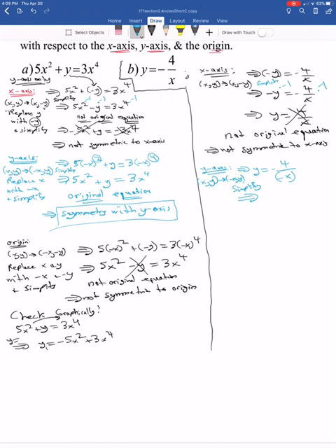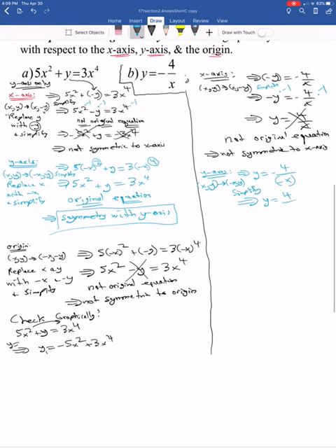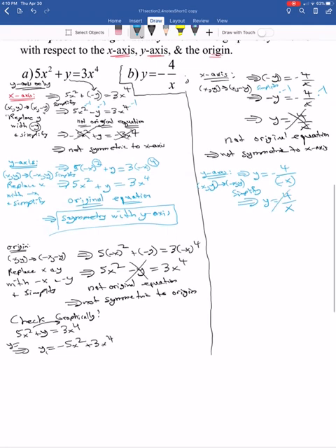And as we do that, we get what? y equals -4 over negative x. Two negatives make a positive, so that simplifies to y equals 4 over x. Again, not our original equation. Right? It fails the y-axis symmetry test. So right now we have no symmetry, which is possible. Maybe there's no symmetry with this graph. So again, not symmetric to the y-axis.